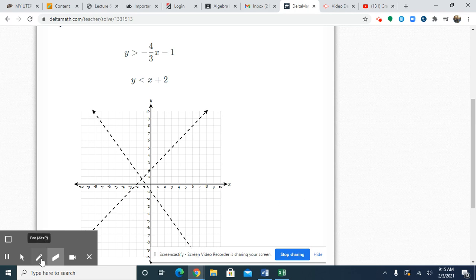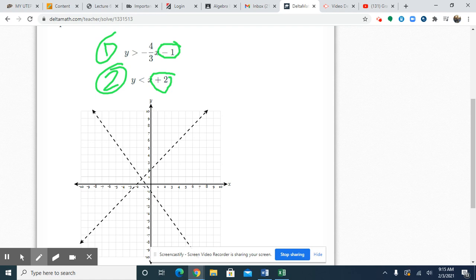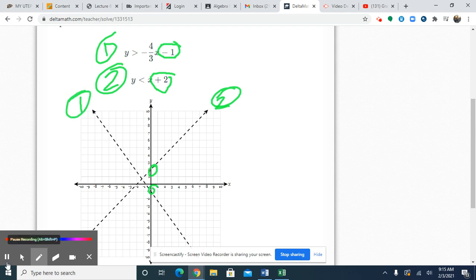Last example. Again, let's look at the y-intercept. That's the easiest way to locate the lines. So this is line 1, line 2. The y-intercept is 2 over here, so this is line 2. And then -1, this is line 1. So let's think about our shading.